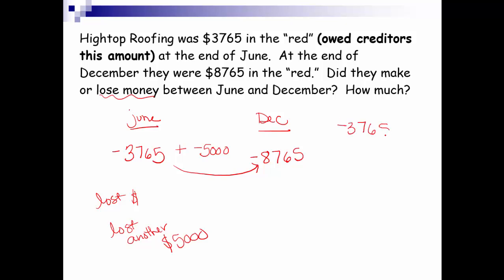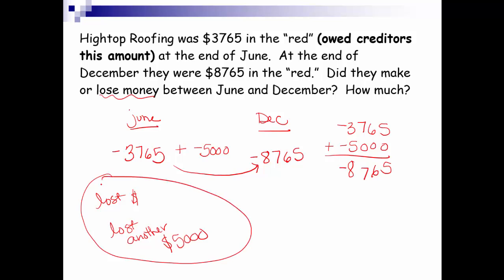Negative 3765 plus a negative 5,000. Signs are the same. Find the sum, keep the sign. 5, 6, 7, 3, and 5 is 8. So you're right, we end up at a negative $8,765. So they totally lost money, they lost another $5,000.